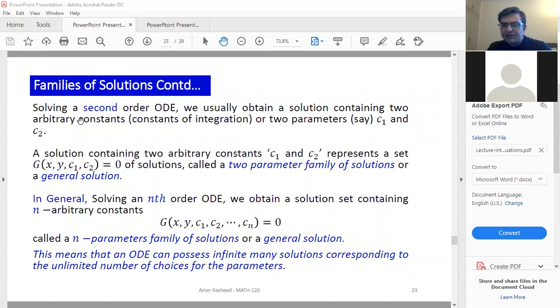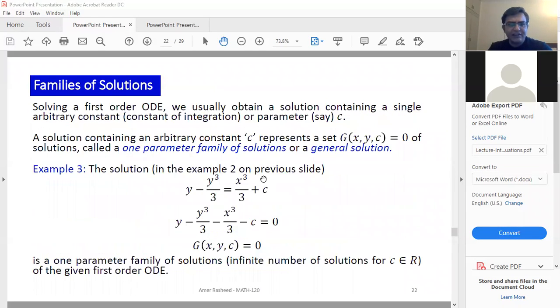There is a question in the chat window. Can you repeat the last slide? So let us go to the previous slide. This one, we were discussing families of solutions.